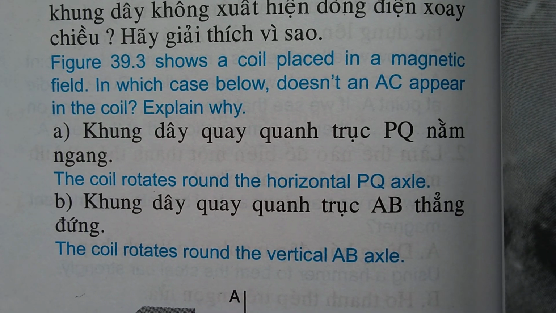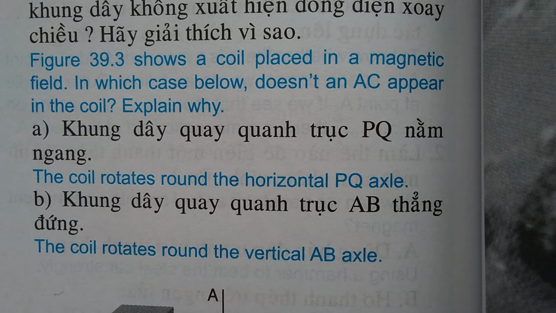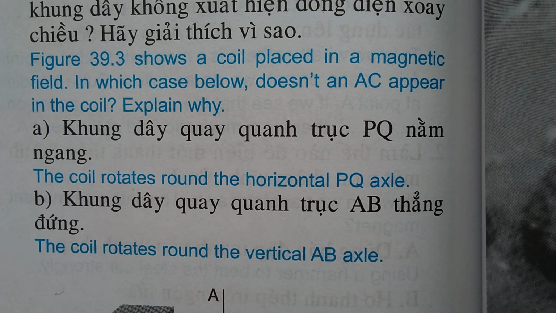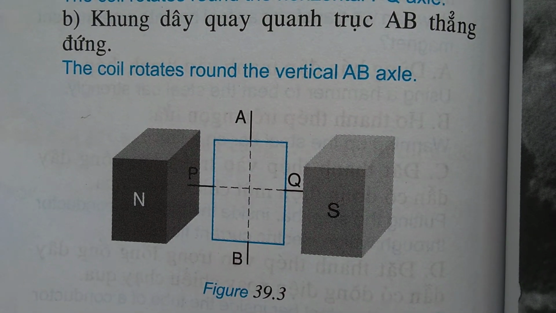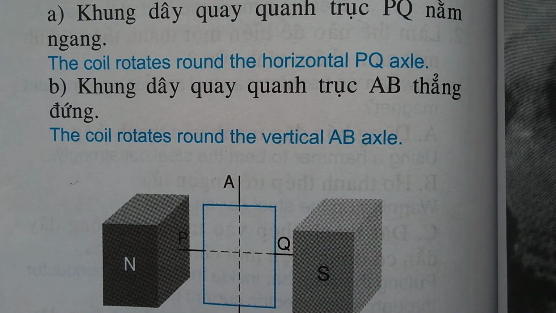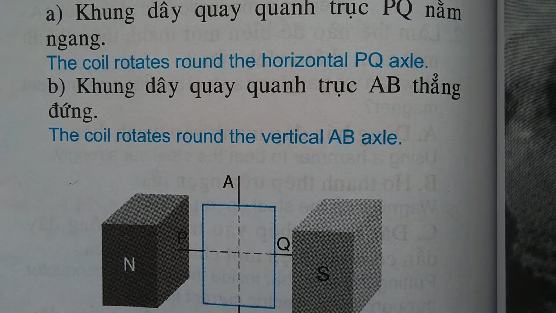Figure 39.3 shows a coil placed in a magnetic field. In which case below doesn't an AC appear in the coil? Explain why. The coil rotates round the horizontal PQ axle. The coil rotates round the vertical AC axle.